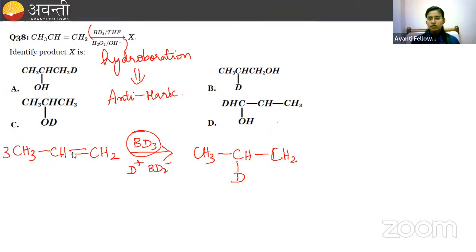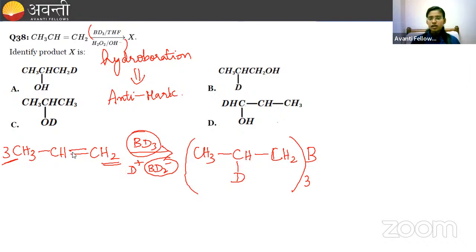The negative part will go to the double bonded carbon with more hydrogen. Finally, after the reaction with three moles of propene, we will get three times of this compound with boron. Boron is bonded with three of these alkyl groups.